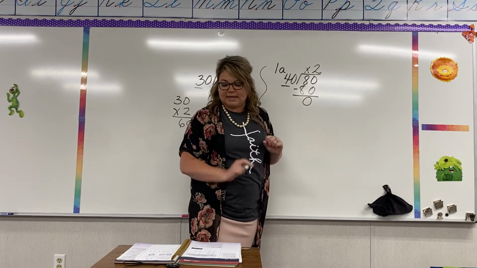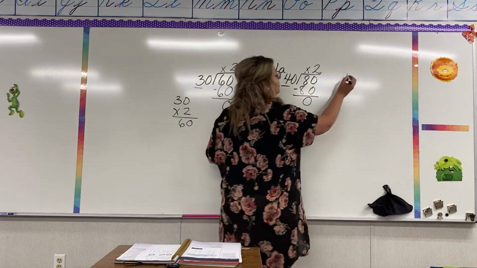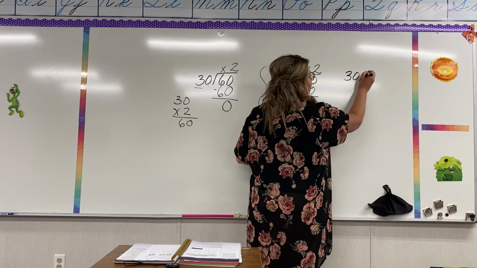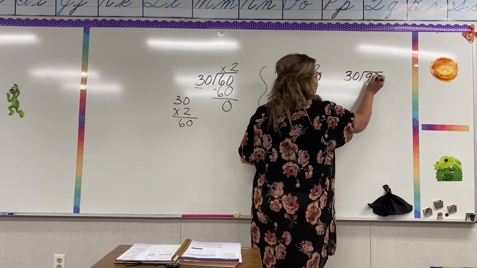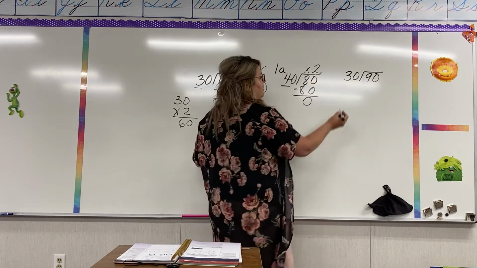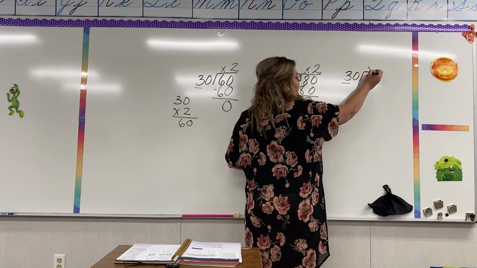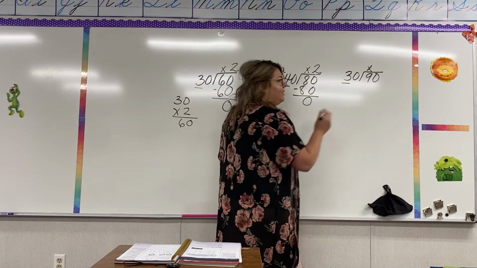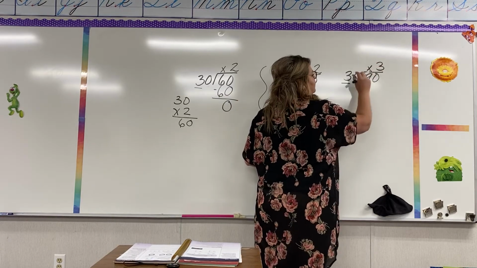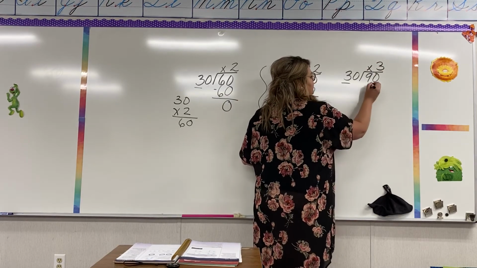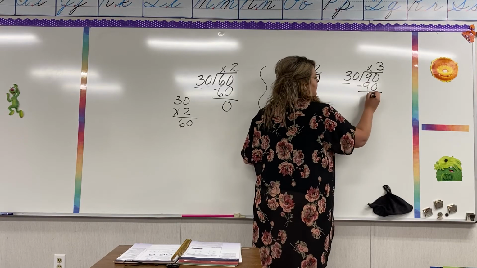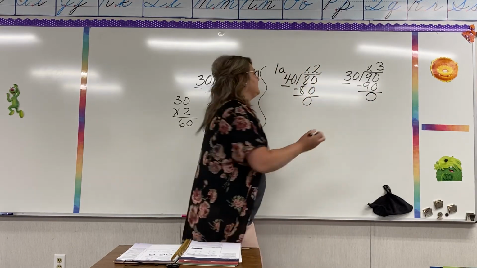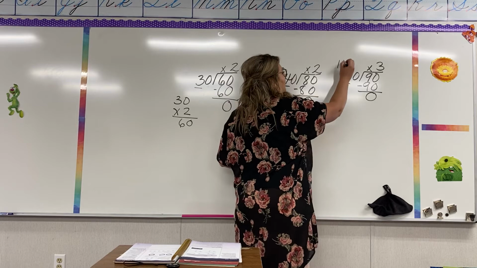Let's do one more together from your page there. We have 30 dividing into 90. So let's use our trick. We're going to use our 3 here and put our X here because we're going to say 3 goes into 9. How many times? 3 times. 3 times 0 is 0. 3 times 3 is 9. Subtract and we get 0. And this is the answer for number 1B.